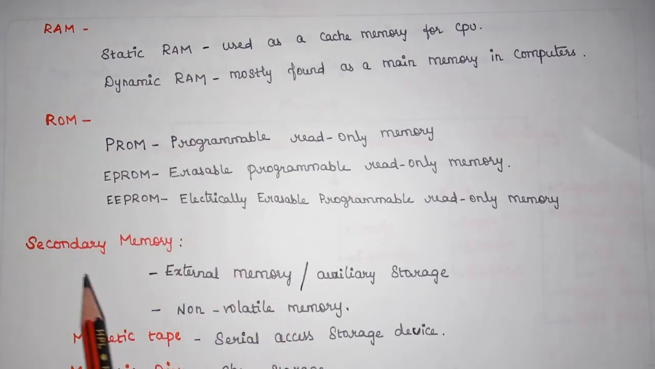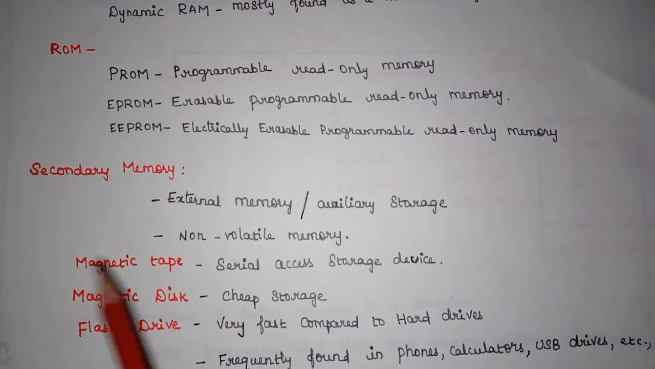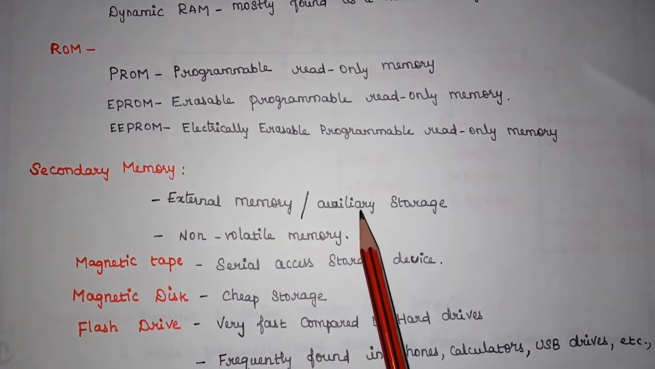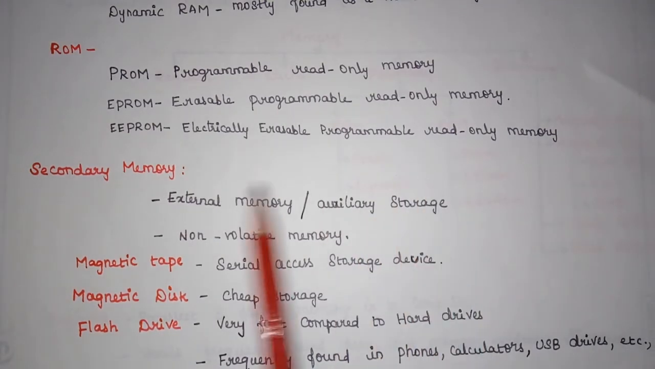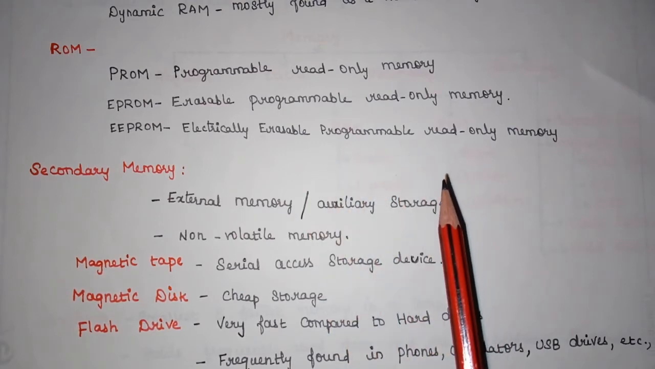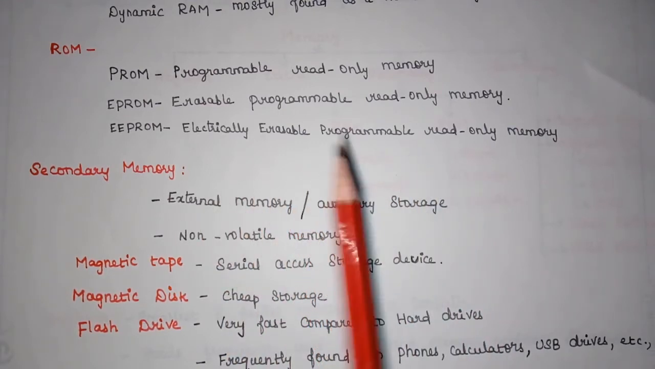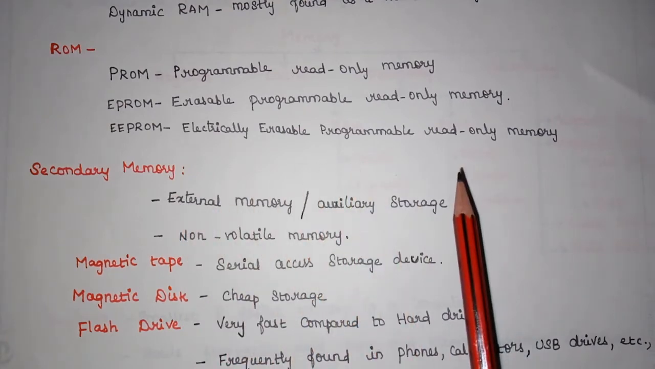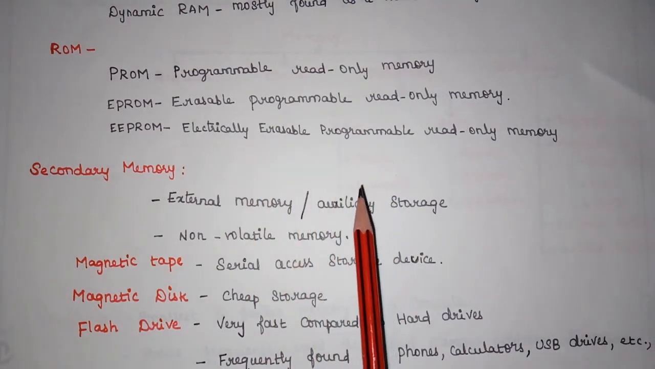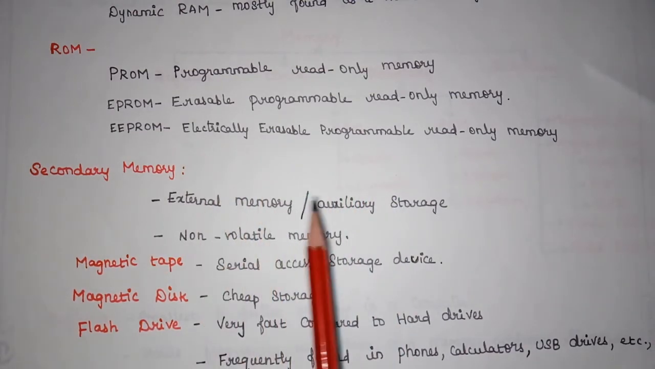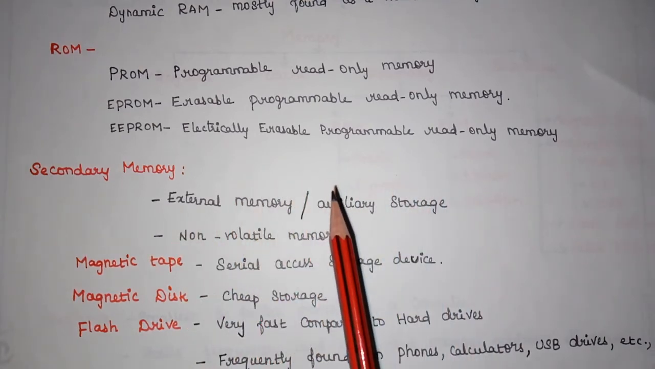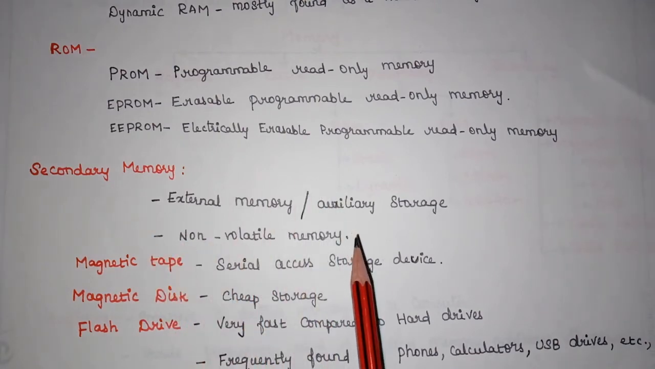Then the next one is the secondary memory. Secondary memory is also called external memory, or auxiliary storage. It is either built into a computer or connected to the computer, and it can be accessed indirectly through input-output operations. Secondary memory is used to store the data permanently, and the CPU cannot access it directly, as I specified. It can be accessed indirectly through some input-output operations.